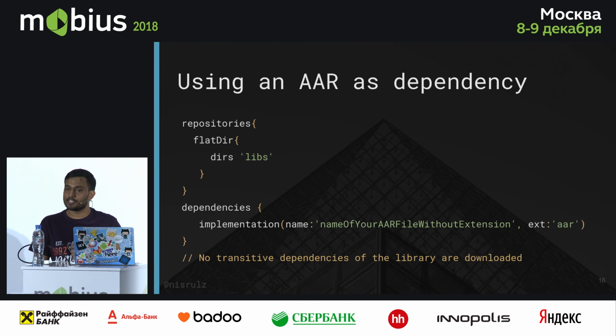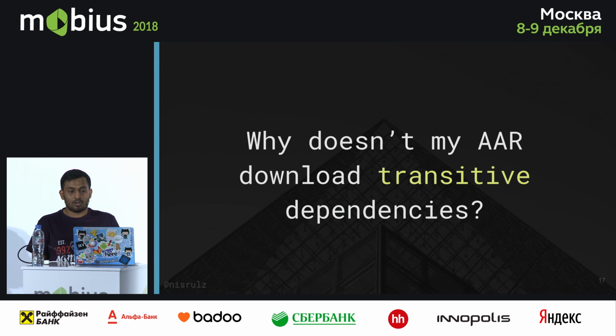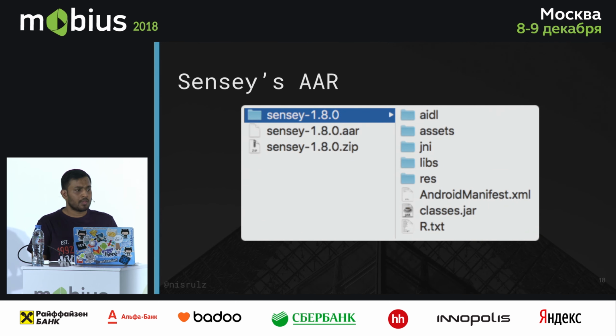None of the transitive dependencies were downloaded. Support compat was not downloaded. It gave an error saying that there's no support compat available. So this kind of a question comes up: why doesn't my AAR download transitive dependencies? So let's go back and check the AAR again. It doesn't have a build.gradle file. So there is no definition of a transitive dependency.